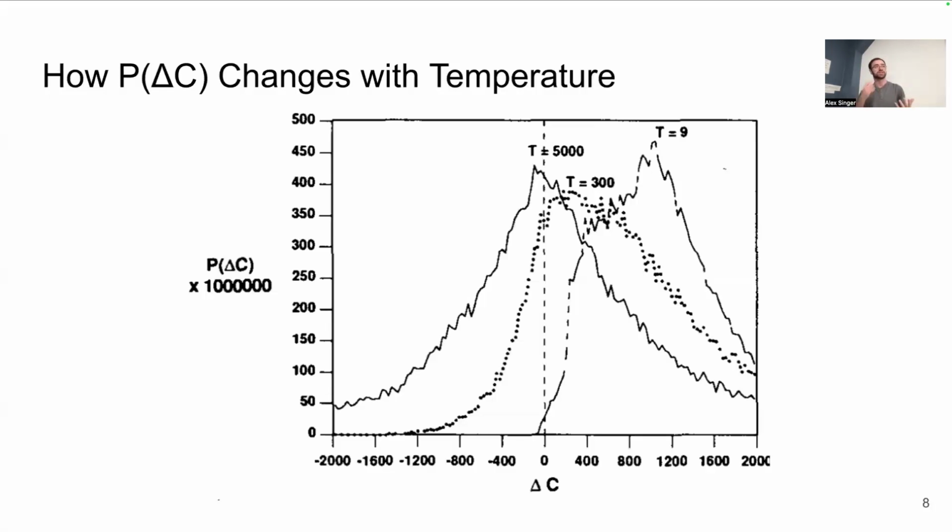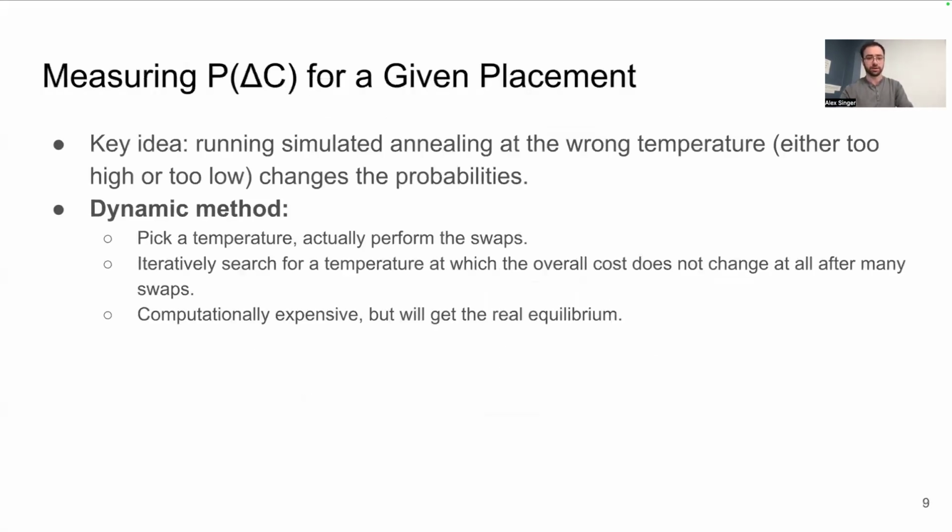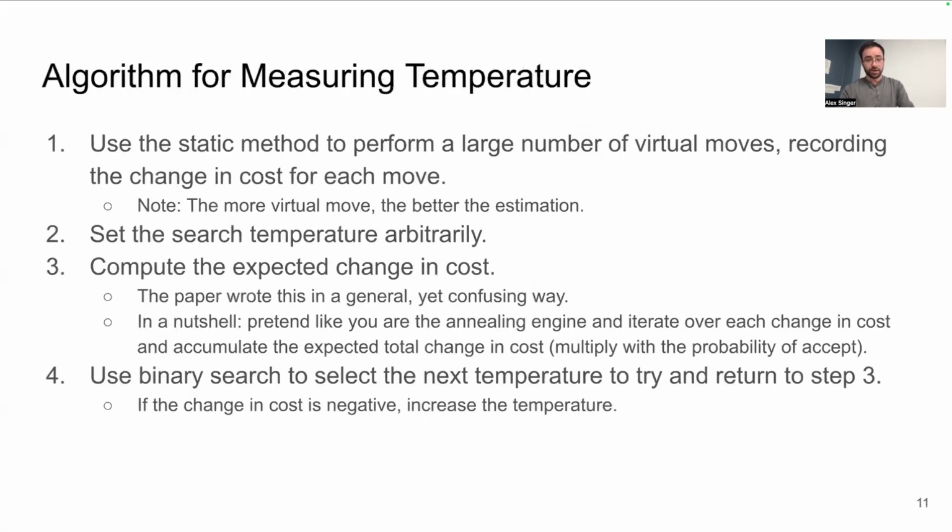The idea is that the temperature changes how these distributions work, so that if the temperature goes up, we tend to always get a delta C that's too high. If the temperature goes down, it always becomes too low, or at least in theory. So that is our algorithm for measuring temperature.